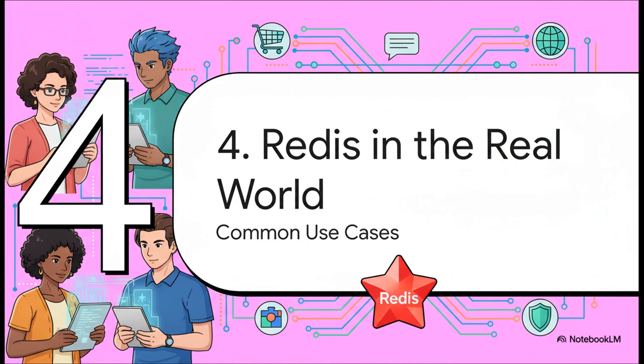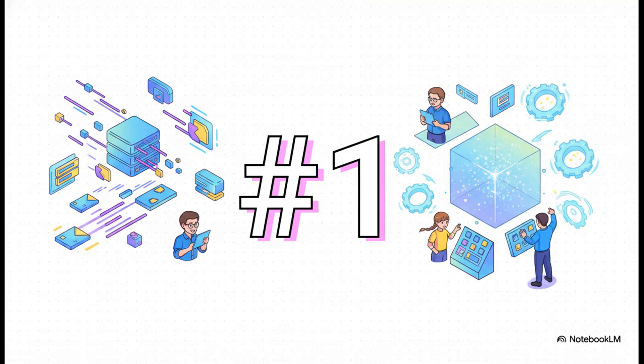All right, enough with the theory. Let's talk about how this stuff is actually used in the real world. How do developers take all these features and build the fast apps we use every day? So number one, and this probably won't surprise you, is caching. This is the bread and butter of Redis. It's the most direct solution to that speed problem we talked about at the very beginning.